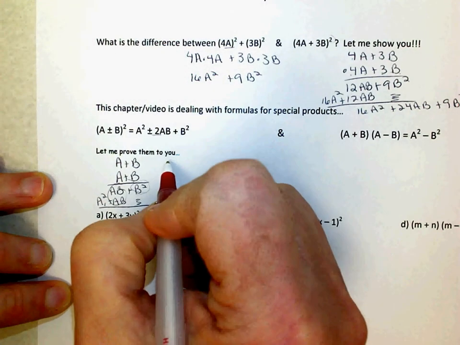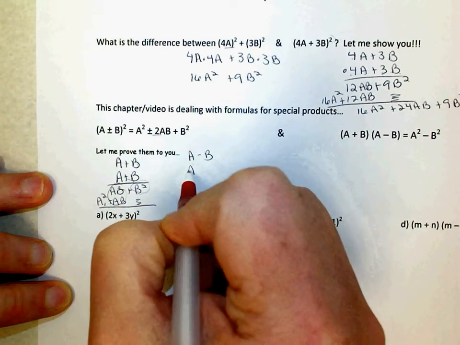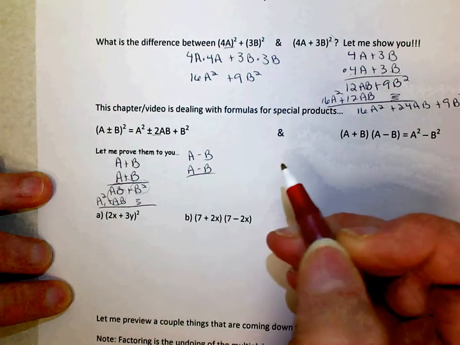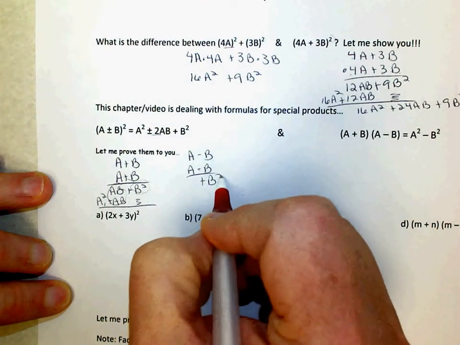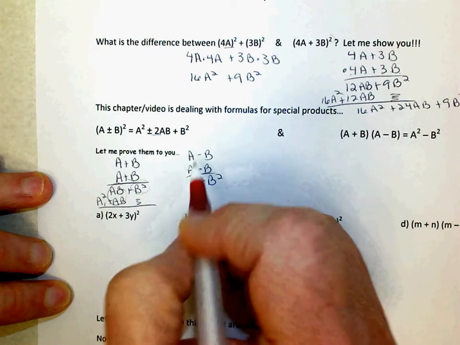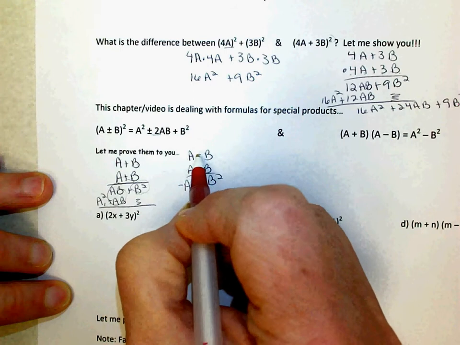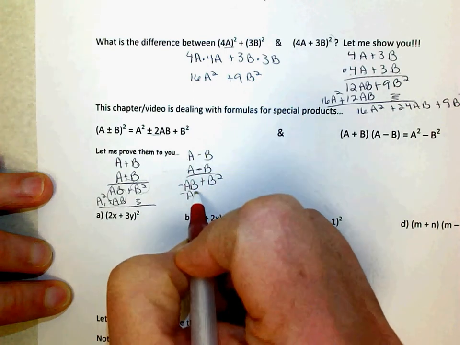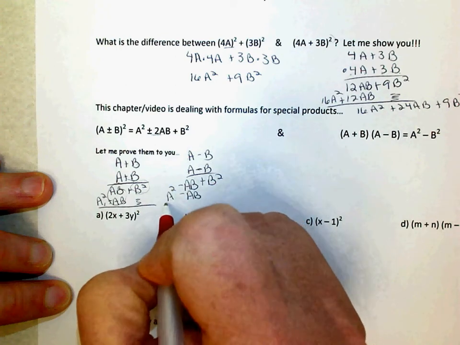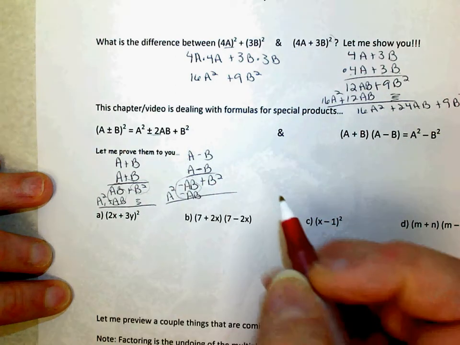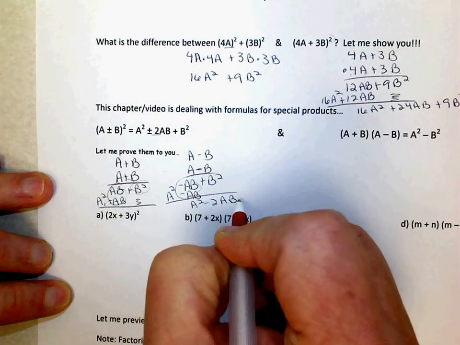Well, does making it minus change anything? Not if they're both the same. Negative b times negative b is plus b squared. Negative b times positive a is minus ab. Positive a times negative b is minus ab. Positive a times positive a is a squared. Hey, I still have two of these. So a squared minus 2ab plus b squared.